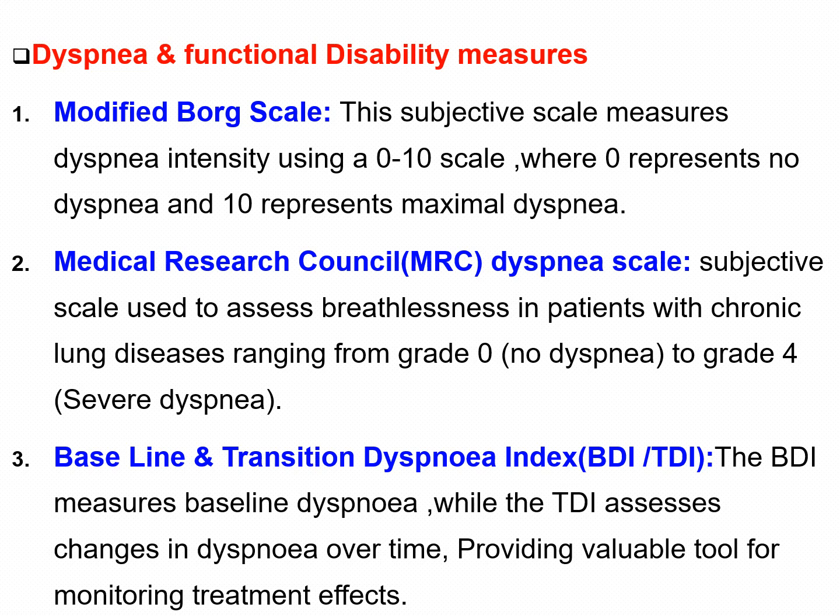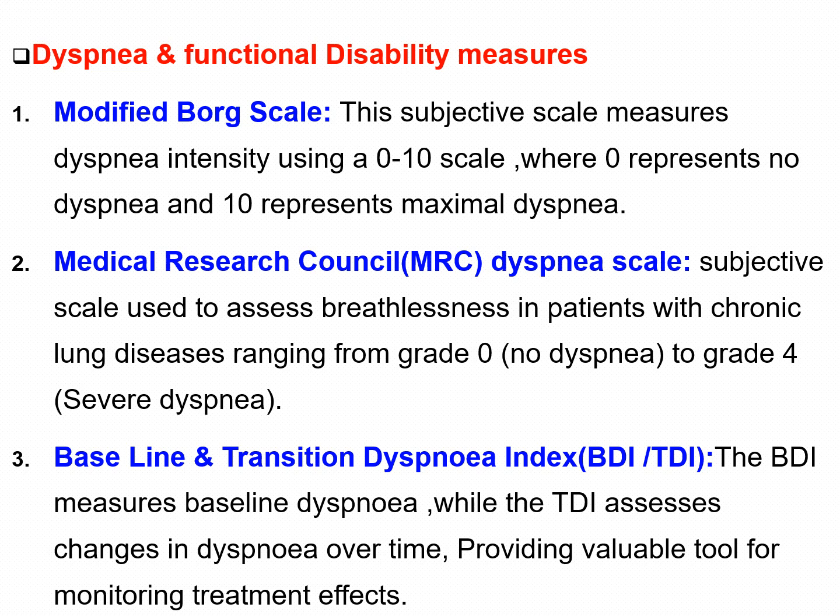And the conventional or traditional Borg scale starts from 6 and ends with 20. So you can take both of them. Okay, the modified one is from 0 to 10. The second one, Medical Research Council Dyspnea Scale, MRC Dyspnea Scale. This is a subjective scale used to assess breathlessness in patients with chronic lung disease, and again it ranges from 0, that means no dyspnea, to grade 4, that means severe dyspnea.